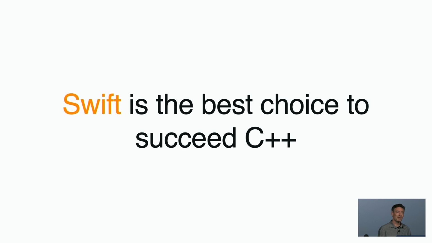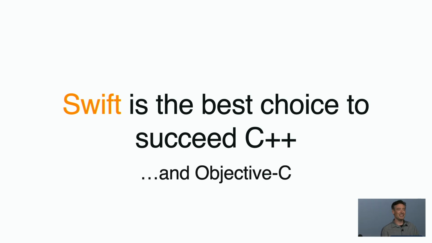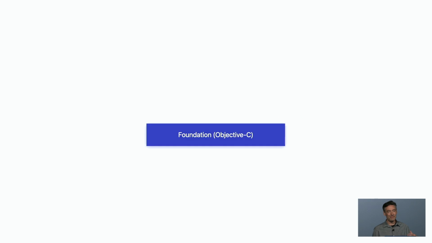Perhaps you've seen a lot recently about Swift being the best choice to succeed C++ and Objective-C and C. And yet Foundation is the canonical Objective-C library, the first one, in fact. Now, much of the functionality it provides is useful regardless of what language you're using, what platform you're running on, or even what kind of app you're writing.